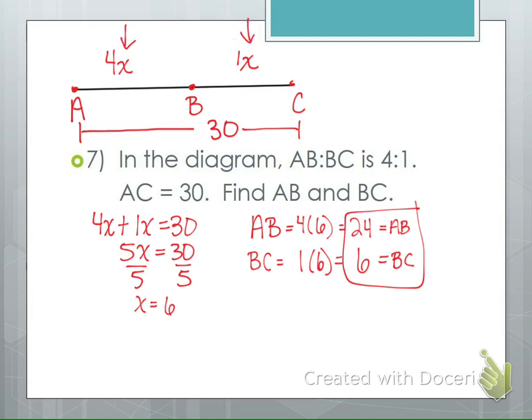It doesn't have to be an x. You could use a y, a z, an a, a b, whatever variable you want. Questions, concerns on 7? Moving on.